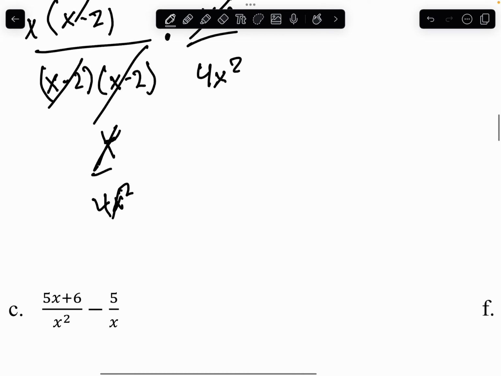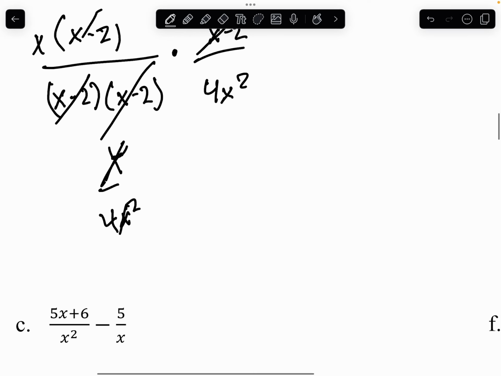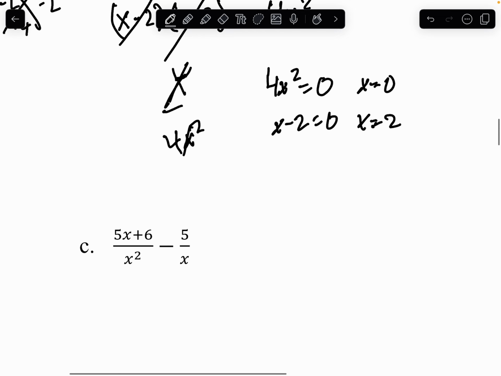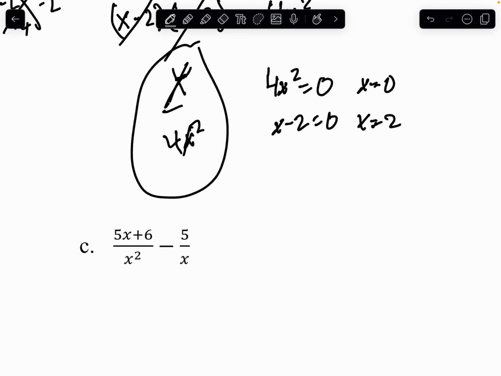And now you have to state your restrictions. So you do 4x squared equals 0. X minus 2 equals 0. And that's all you can do because the other one is the same. So for this one, x equals 0. And in this one, x equals 2. So you have this answer, and x cannot equal 0 and 2.